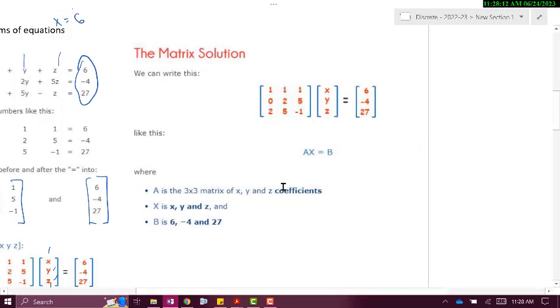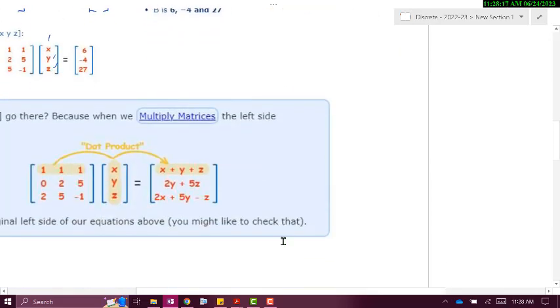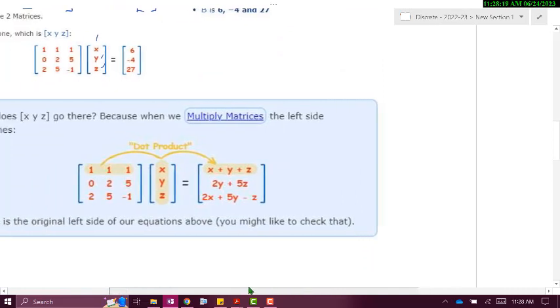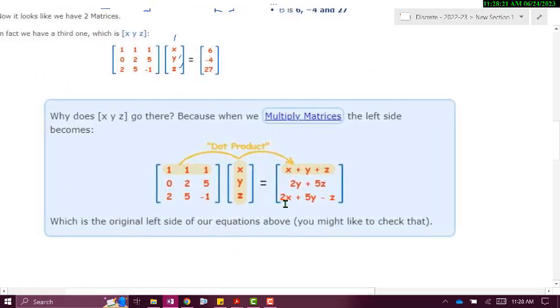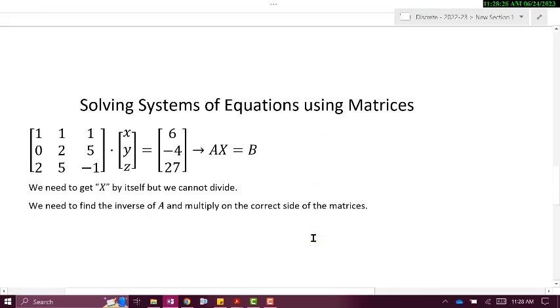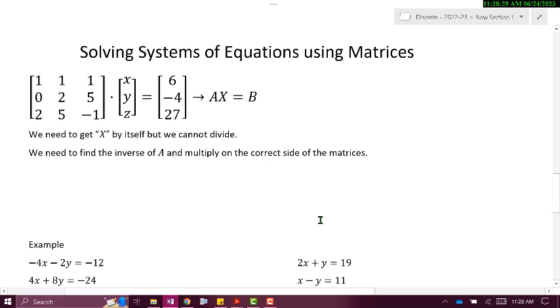So A is our 3 by 3 matrix, X is our x, y, z matrix, and B is our number matrix like stated before. And again, you can see the multiplying, what we did in the warm-up, that's what we got. So we need to get X by itself. Well, we can't divide by A. That's what we would do normally. We divide by A, X equals whatever B divided by A is, and yay, we're done.